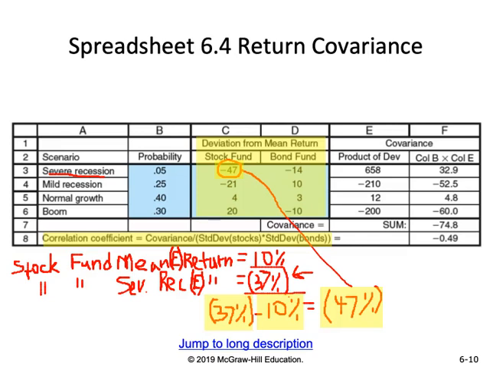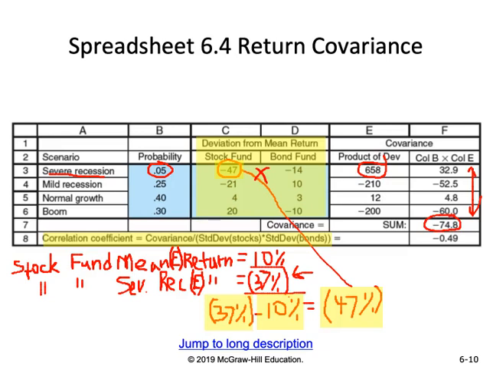Then in order to get covariance, once we have these two columns that I highlighted in yellow, we multiply the minus 47 times a minus 14, and you will get the product of those two columns. And then we multiply that by the probability of that condition of the economy. And we do that for each condition of the economy here in column F. And then we sum those, and we get a minus 74.8. That is our covariance. We just calculated covariance.